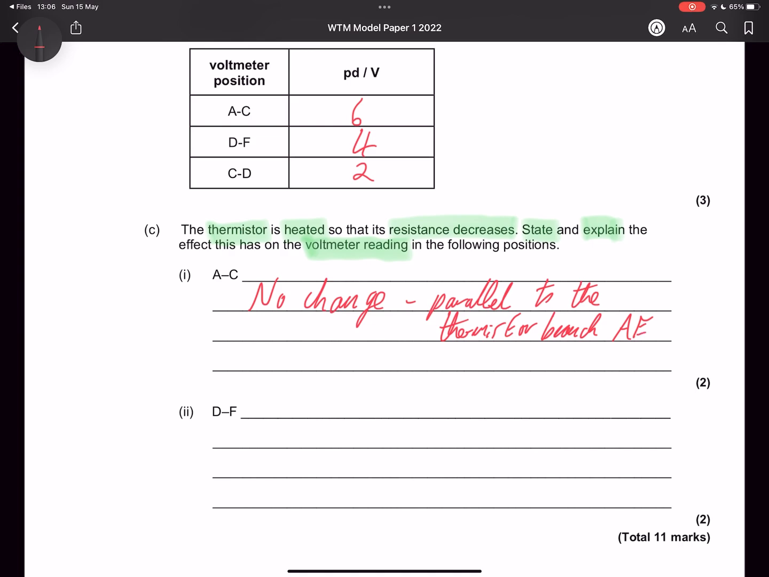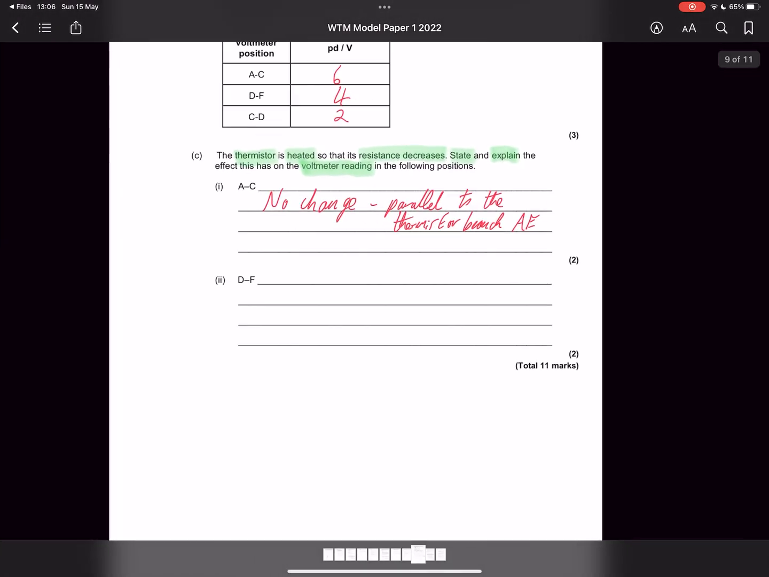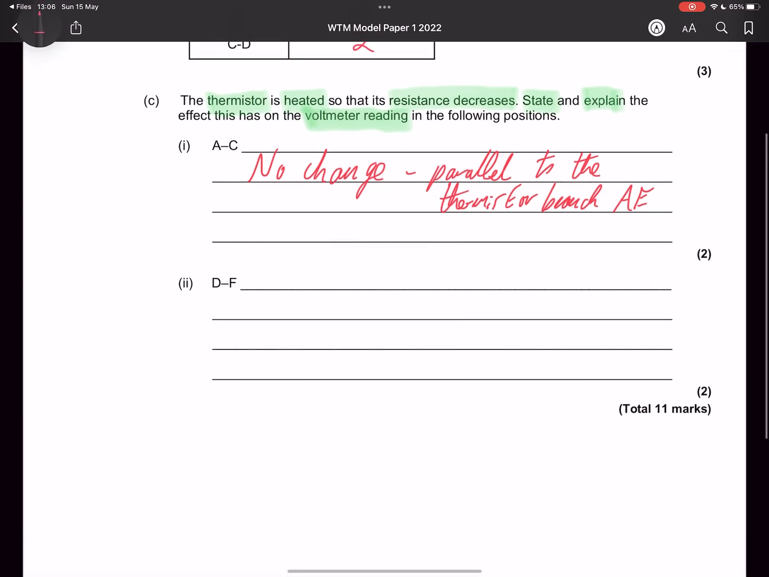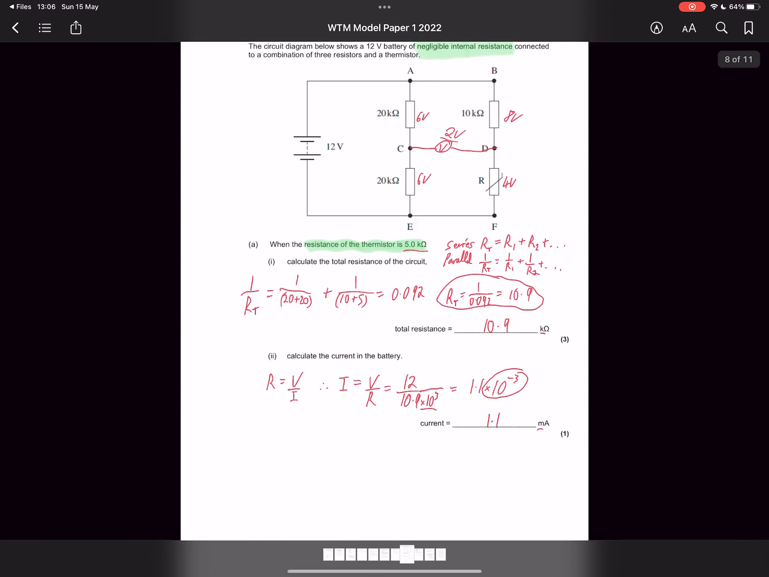So you could write it in a symbol format here as well. A to E is parallel to B to F. So there's the 2 complete pathways, but it's not necessary. Now D to F is where we are talking about the thermistor itself. So if the resistance is decreasing, we've just seen that voltage or potential difference is proportional to resistance, so we know it's already going to decrease.